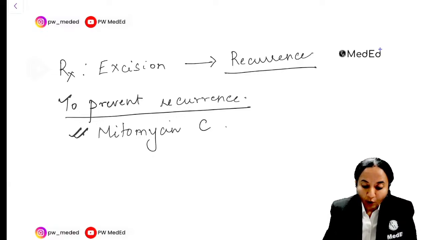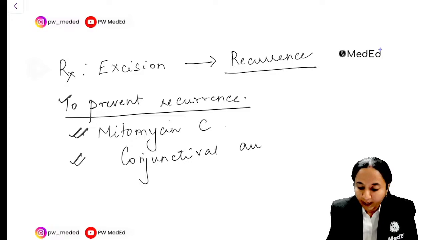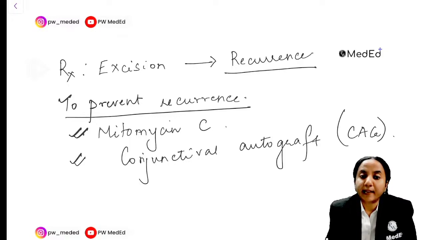But what is the most commonly used method? The most commonly used method is called conjunctival autograft. That is, you take a small piece of conjunctiva from another place in the same eye and you put it here. So a small piece of conjunctiva is excised from the same eye and we put it here.